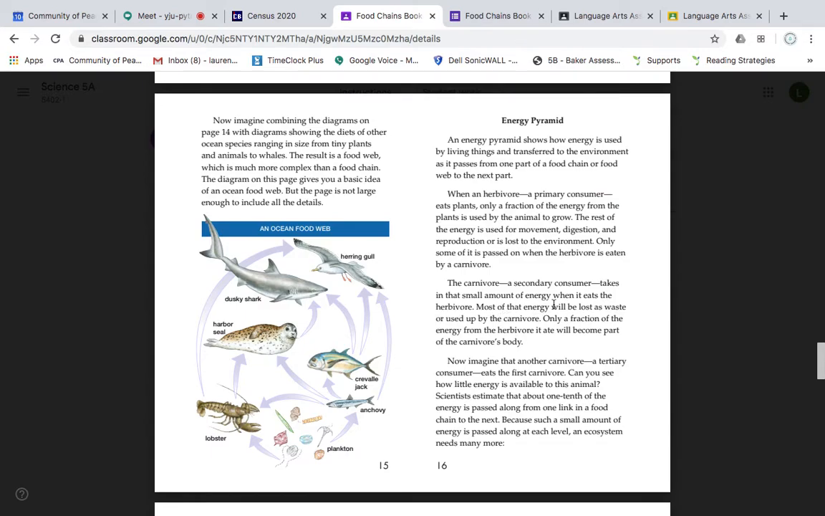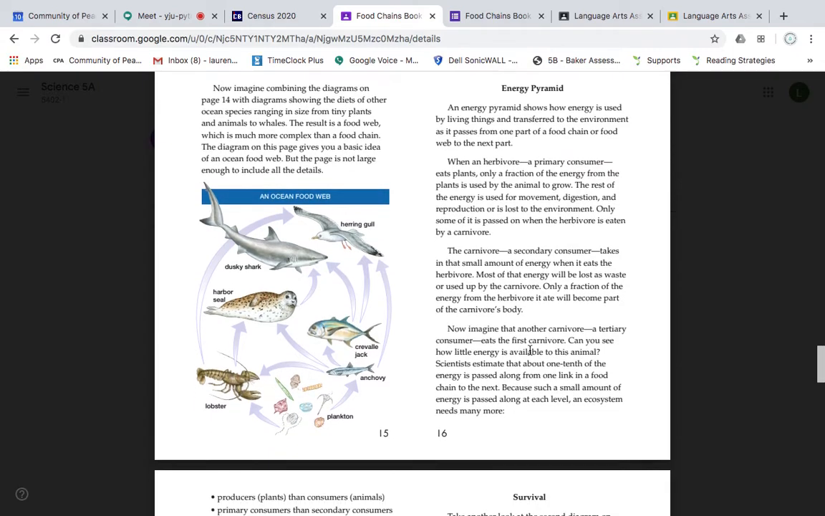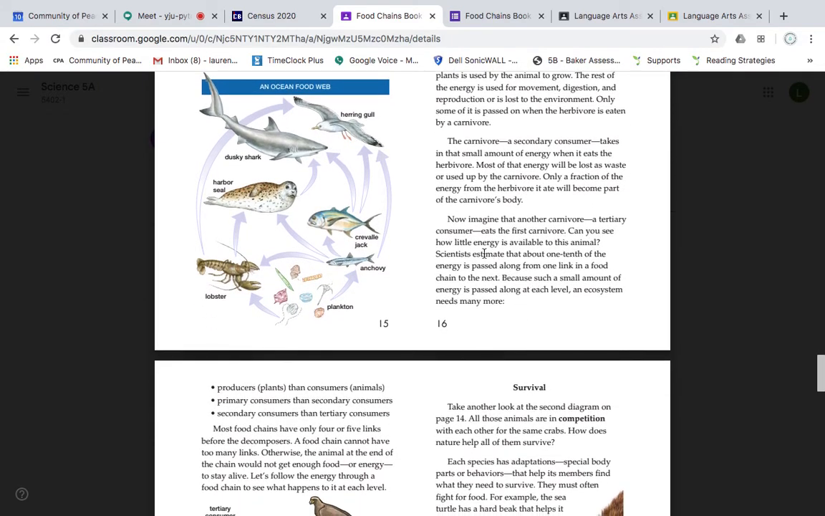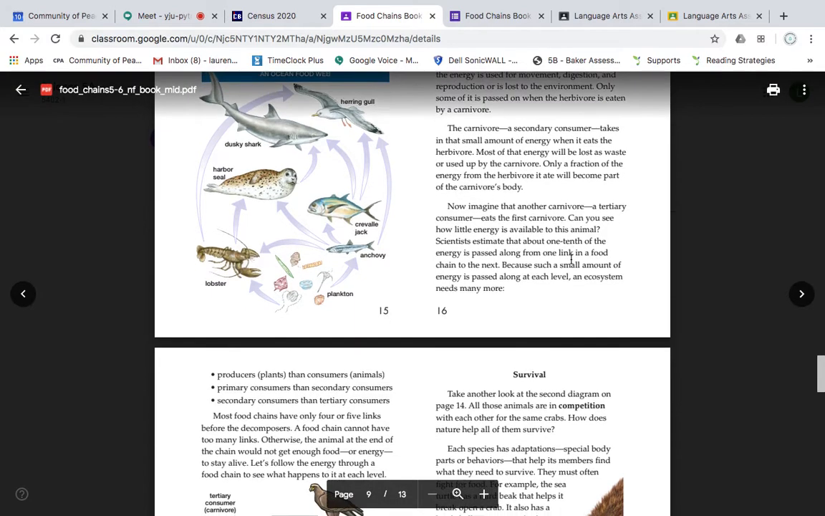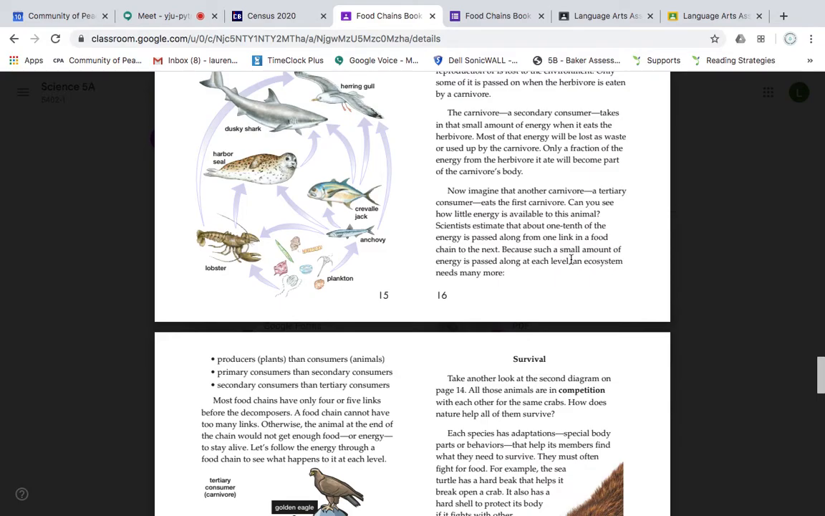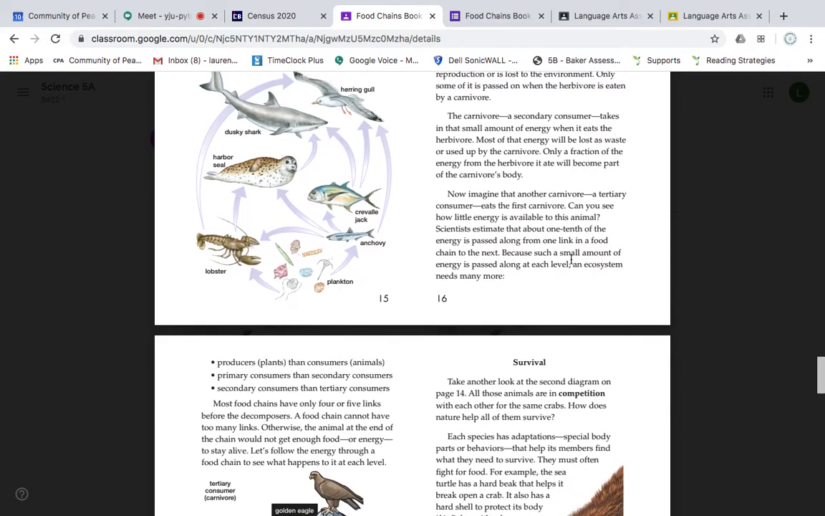Most of that energy will be lost as waste or used up by the carnivore. Only a fraction, or a part, of the energy from the herbivore it ate will become part of the carnivore's body. Now imagine that another carnivore, a tertiary consumer, eats the first carnivore. Can you see how little energy is available to this animal?